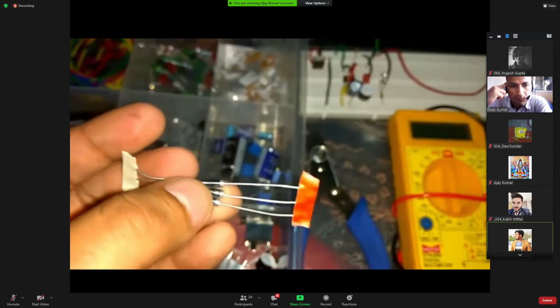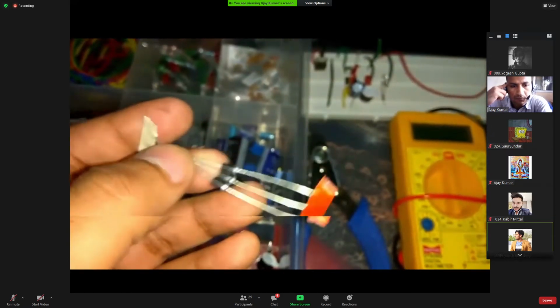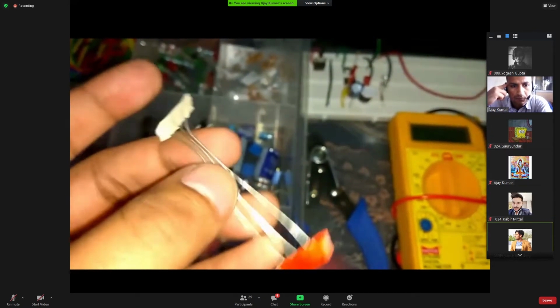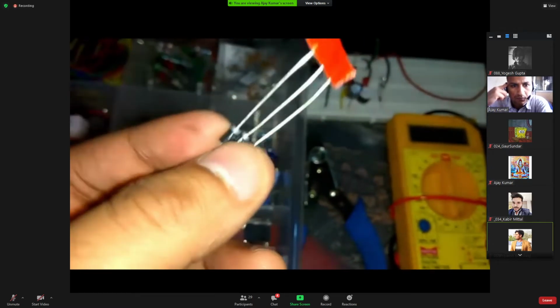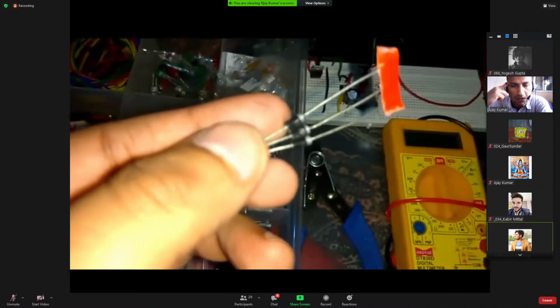So to identify a PN junction diode, it's very easy. The black color represents P type and the silver color represents N. So this is called a PN junction diode.